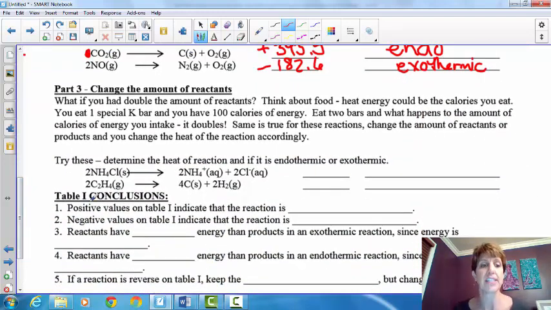Change the amount of the reactant. So what if you had double the amount of reactants? Think about food.